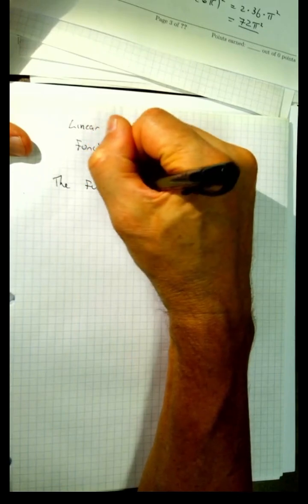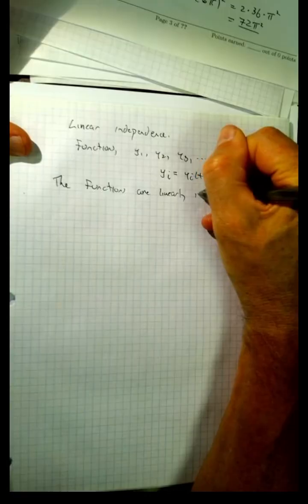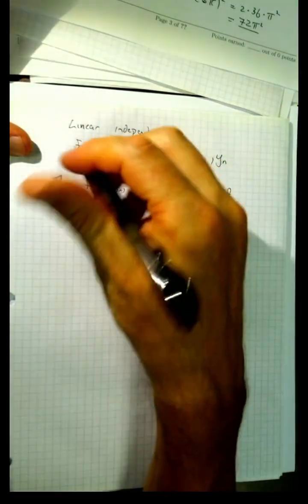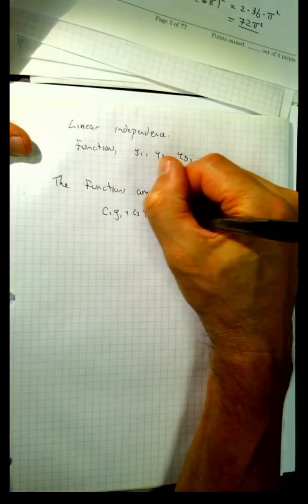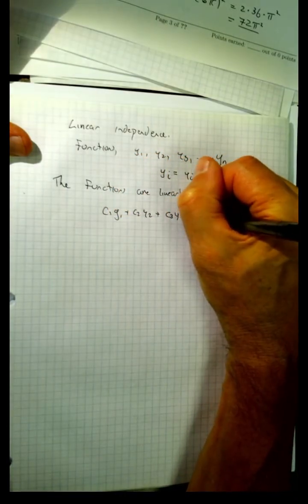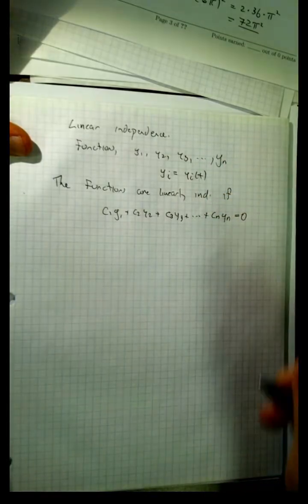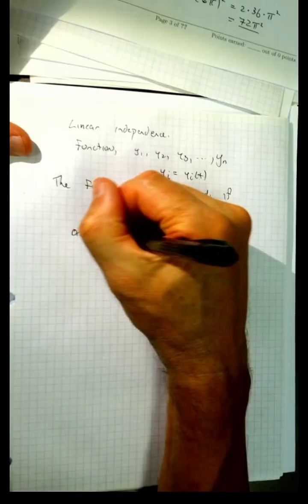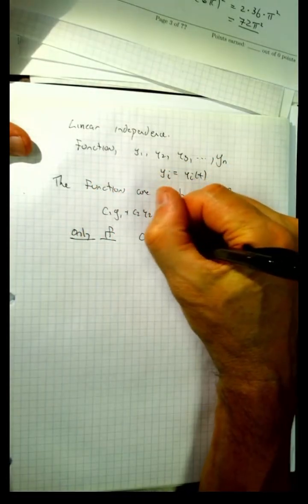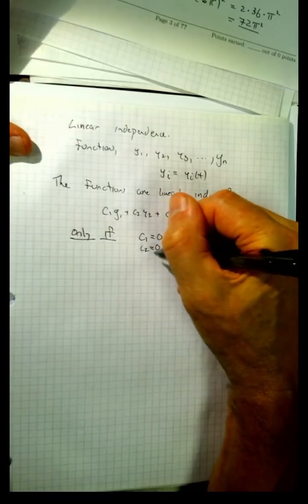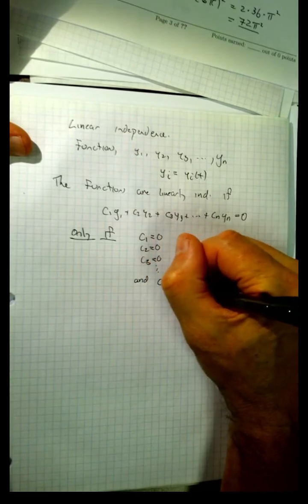We're going to say the functions are linearly independent if the solution to c1 y1 plus c2 y2 plus c3 y3 on out to cn yn, if that's equal to 0, the only way that can be true is if c1 is 0, c2 is 0, c3 is 0, and cn is 0.